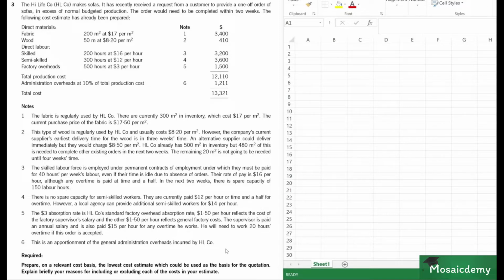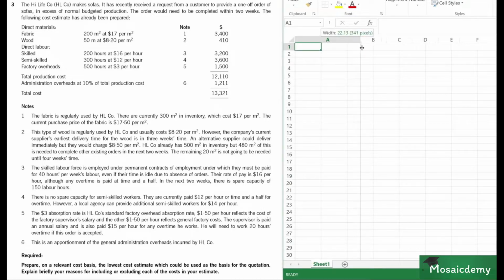This will usually be the requirement that we need to prepare a quotation based on all this data for using the relevant costing principles. We need to give justifications for including or excluding any costs, and then we need to show our total cost. So there's a certain format we must follow, and there's a certain way in which we must answer the question. So to answer the question, we'll need to prepare a cost estimate sheet.